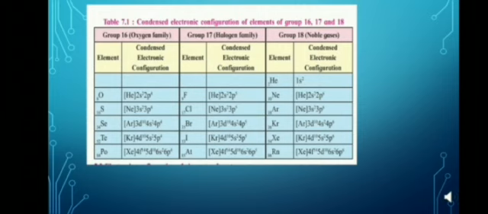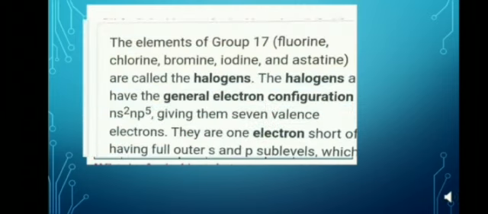Now if we see the group 17 elements, here the valence shell electronic configuration of these elements is of type ns2 np5. It means they have 7 electrons in their valence shell, 2 in the ns subshell and 5 in the np subshell. Among the 5 electrons in the np subshell, only 1 electron is unpaired. Therefore, each halogen atom is short of 1 electron to attain the nearest noble gas configuration, as you can see here.